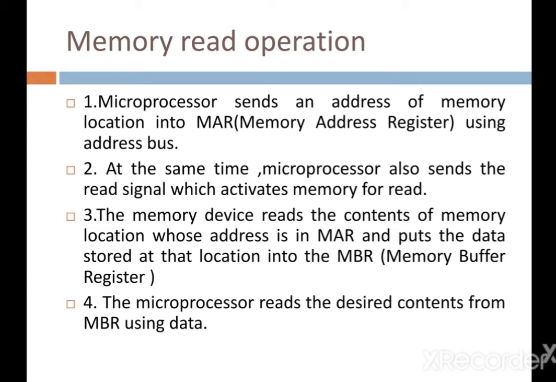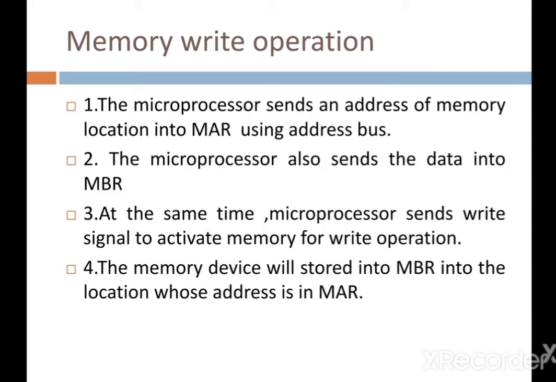Second step, at the same time the microprocessor also sends the read signal, which activates memory for read purpose. Third step, the memory device reads the content of the memory location whose address is in the MAR and puts the data stored at the location into the MBR, the memory buffer register. And at last, fourth step, the microprocessor reads the desired contents from the MBR using the data bus. Then next is the memory write operation.